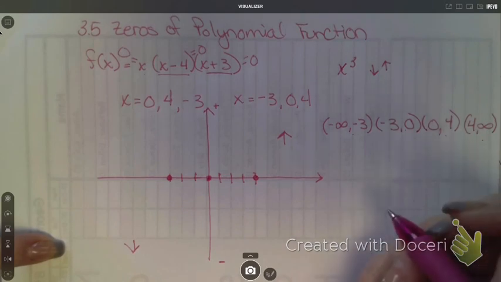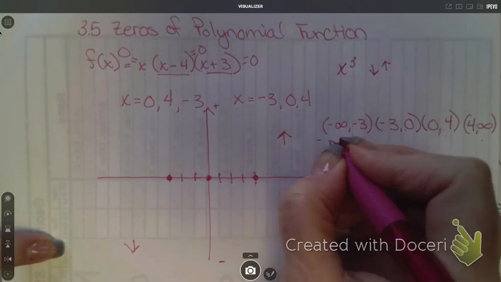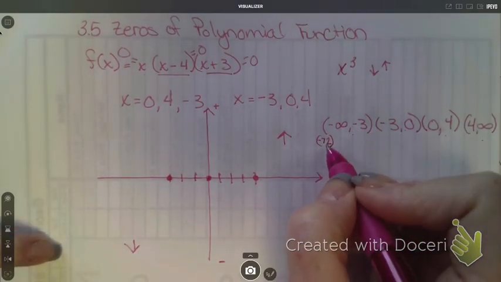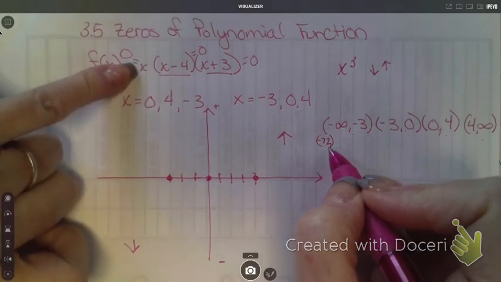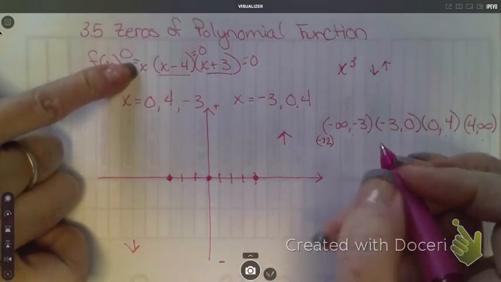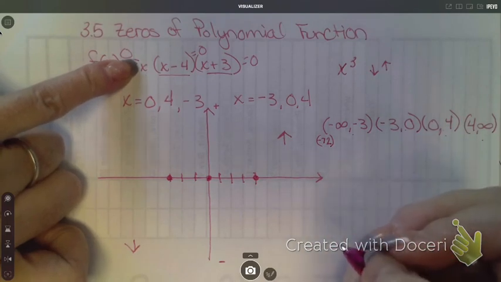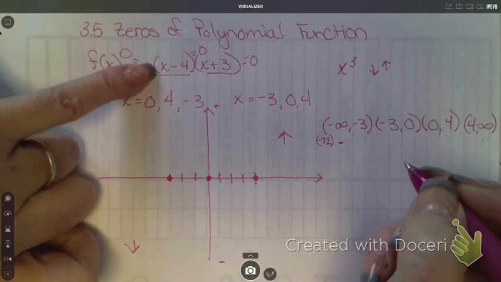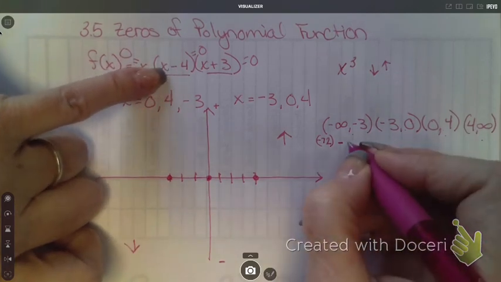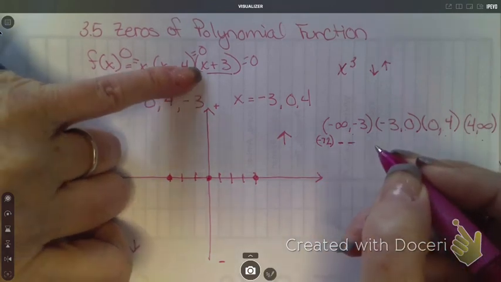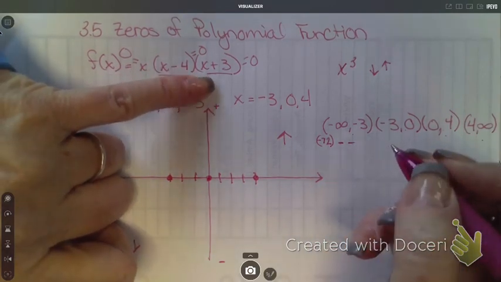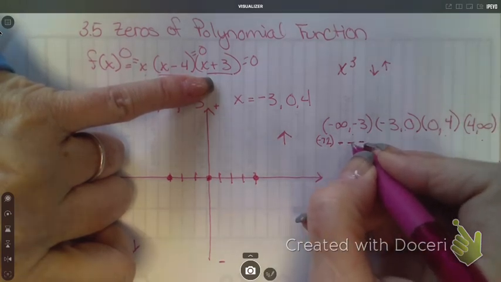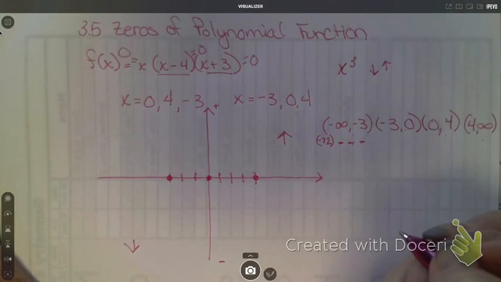Negative 72. Okay. So then we're going to write negative 72. It's a little obnoxious, so we're going to put negative 72 in for all these x's. We're not going to do the math. If I put negative 72 in for this x, it's going to be a negative. And if I put negative 72 minus 4, is it still going to be a negative? Yes. And if I put negative 72 plus 3, is it going to be a negative or a positive? Negative. So if I have three negatives times each other, it's going to be a what? Negative.